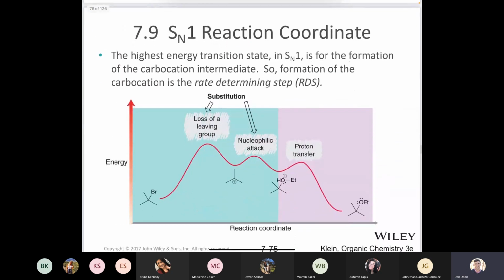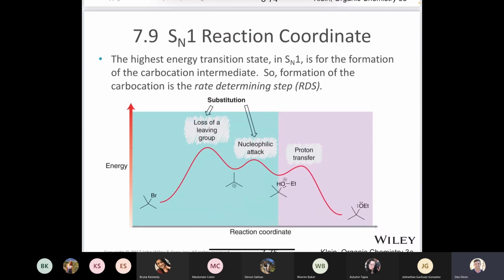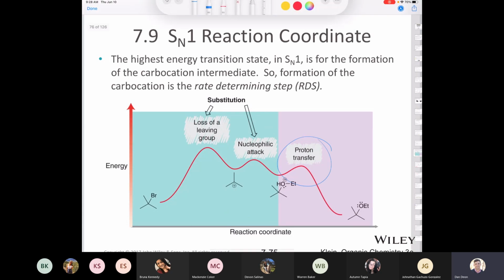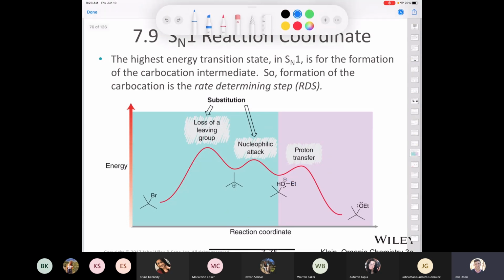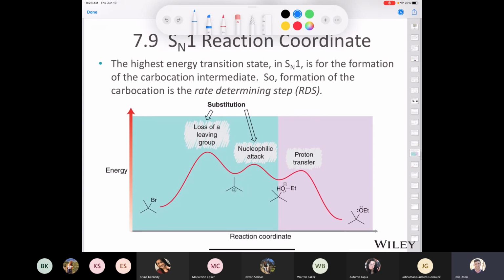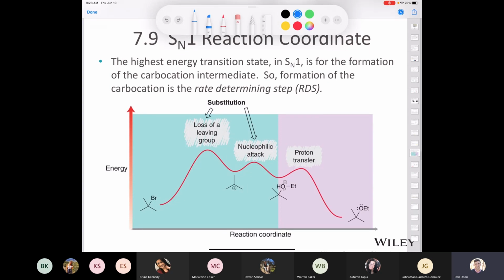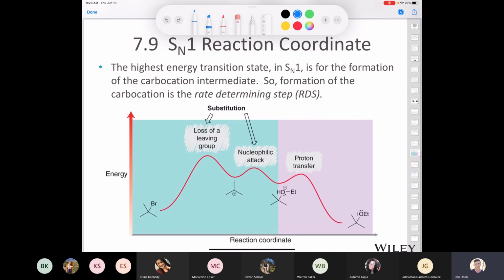If we take a look at the reaction coordinate for an SN1 reaction, this is what it looks like. You can see there's actually a couple of steps involved here in the SN1. Again, we have a proton transfer in solvolysis, but that's technically not part of the overall SN1 because sometimes we don't have the proton transfer. But again, I keep referring to the loss of the leaving group as being the rate determining step, right? It's the step that determines how fast the reaction is going to go.